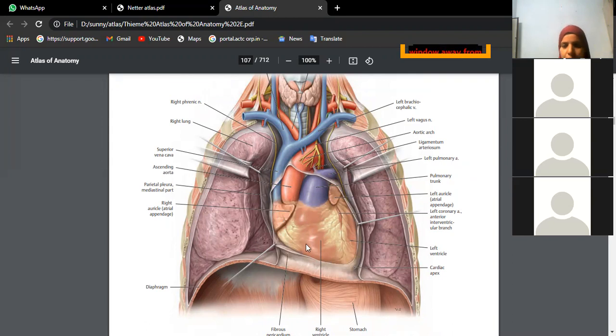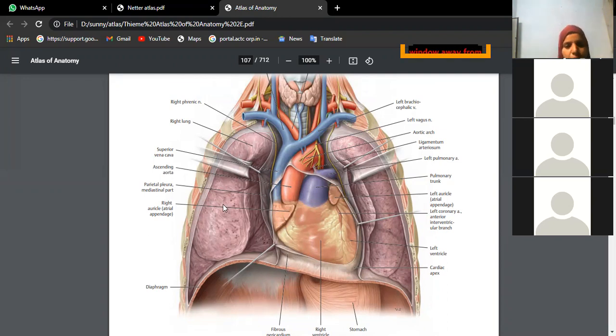Right atrium, right ventricle, left ventricle. Atrioventricular sulcus, anterior interventricular sulcus. Right auricle, left auricle. From the right ventricle, you have pulmonary trunk. From the left ventricle, we have aorta coming. Into the right atrium, superior vena cava is opening. How is it formed? Right and left brachiocephalic veins are joining, you can see, and draining into superior vena cava. Lower down into the right atrium, you will also see inferior vena cava piercing.